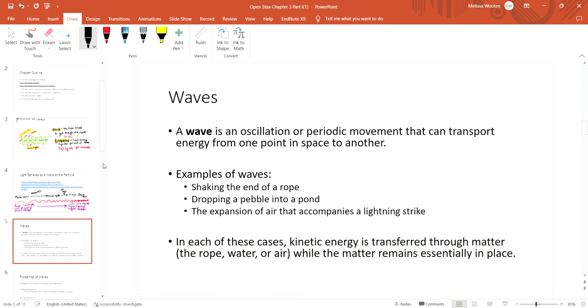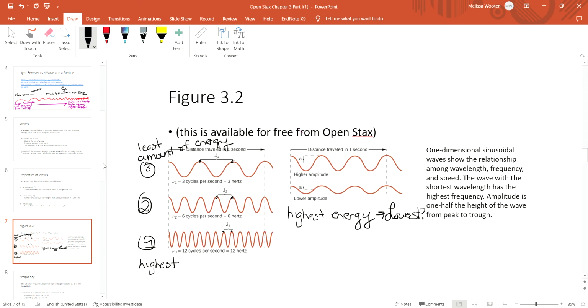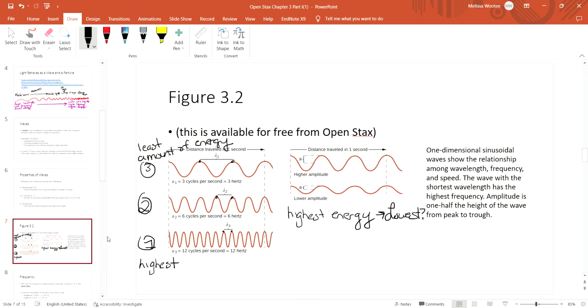Alright. So waves, you've already had a video talking about waves and examples of waves and the properties of waves. And these we have also already defined in that video. And so if I had to take these waves and rank them from highest energy to lowest energy, well, the shorter the wavelength, shorter wavelengths have higher frequency and higher energy. So this would be higher energy. This would be in the middle. And because it has a long wavelength, this would have the lowest or least amount of energy. Okay?